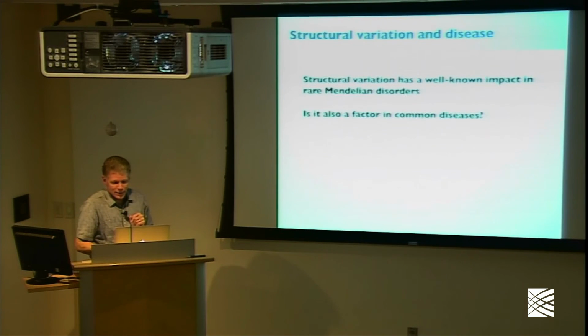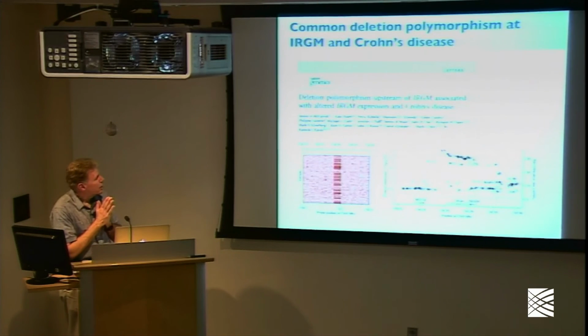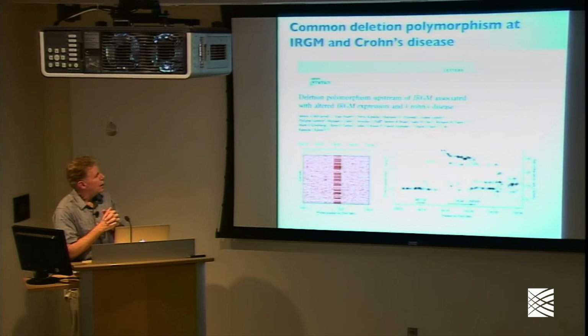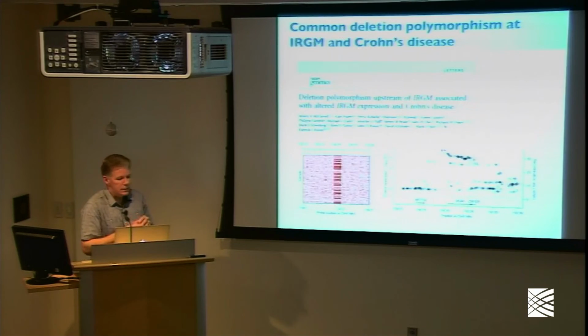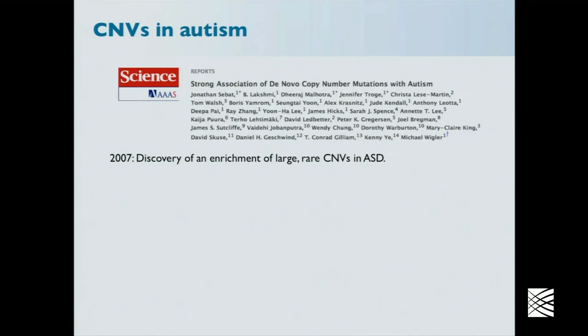So I want to move on to disease impact. We know that there are common disorders caused by large recurrent CNVs, but what about common disease? One of the early examples was work done by Steve McCarroll when he was a postdoc. He found, using array data, a 20 kilobase deletion upstream of the IRGM gene. He showed that it was impacting expression, and we knew that IRGM was associated with Crohn's disease. So this was an early example of finding a CNV, in this case a deletion, likely having an impact on a common disease.